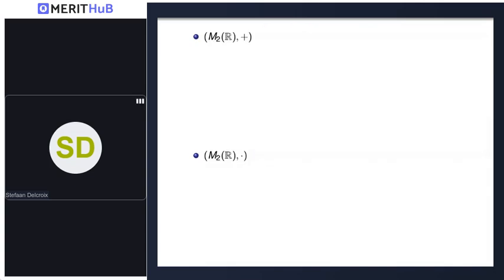Okay, then back to our matrices. So matrices under addition and then matrices under multiplication. First we need to know the identity again. What was the additive identity?